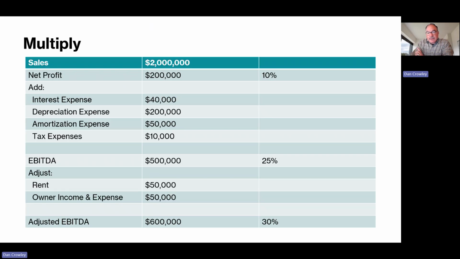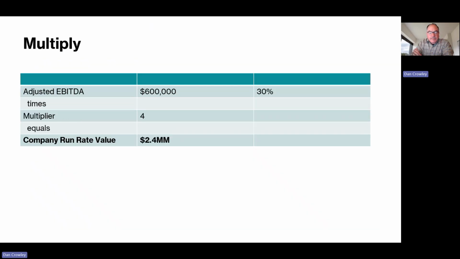And then I'm going to make a couple more adjustments. One is I'm buying out my parents, so there's $50,000 a year of additional rent and $50,000 of additional W-2 income. My mom doesn't work in the business, and I pay her a salary. So my adjusted EBITDA is actually 30% of sales, which is 600 grand. I'm going to go ahead and multiply that by 4, and that's going to give me my valuation, 2.4.